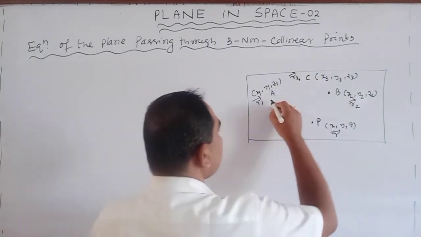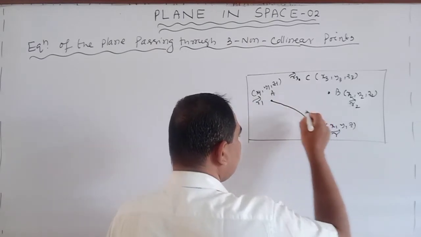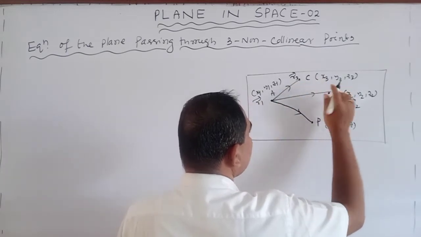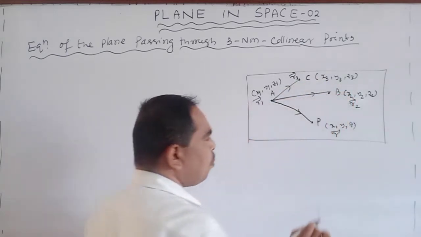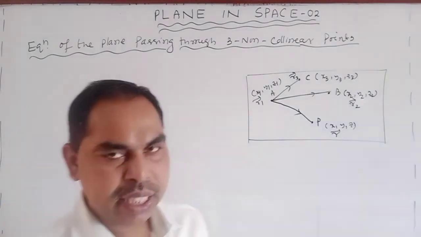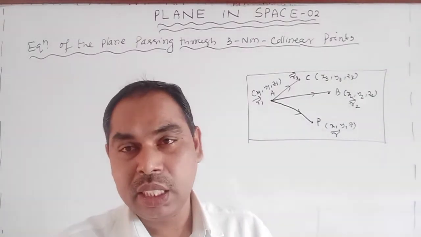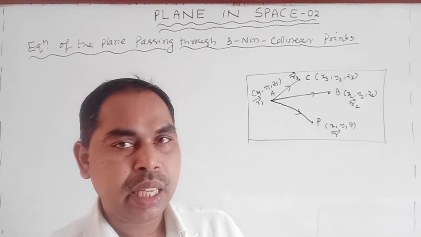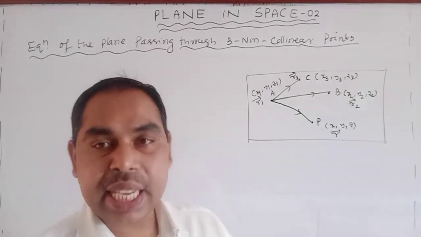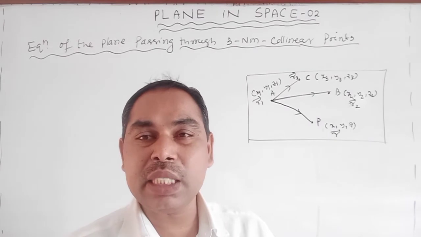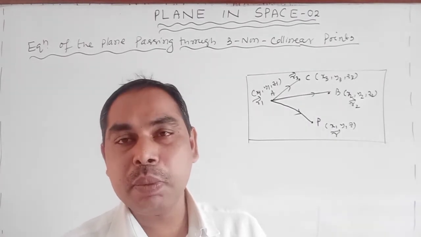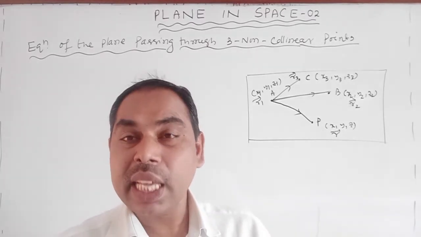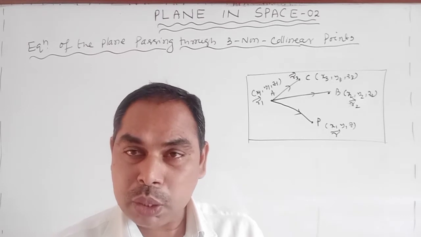So first find AP vector, next find AB vector, next find AC vector. All three lines AP, AB, AC lie in a single plane, so they are called coplanar. AB cross AC is perpendicular to AB and AC. Since AB and AC lie on a plane, therefore AB cross AC is also perpendicular to the plane.